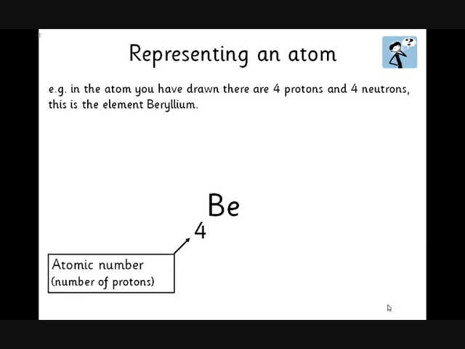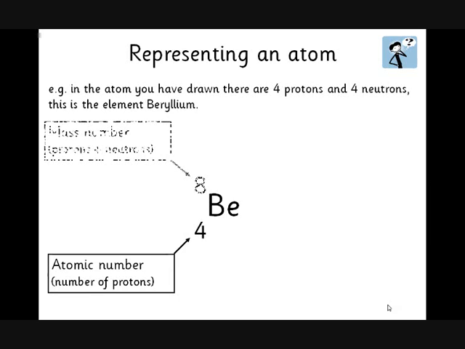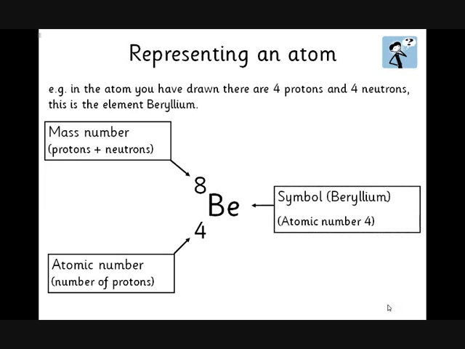So for beryllium it was 4 protons. The top number is the mass number, and the mass number is the number of protons and neutrons together. So if you're given both of these numbers, you can work out the number of neutrons. The number of neutrons would be the mass number minus the atomic number, the number of protons and neutrons minus the number of protons, which in our case was beryllium. And as we said, Be is the symbol for beryllium.